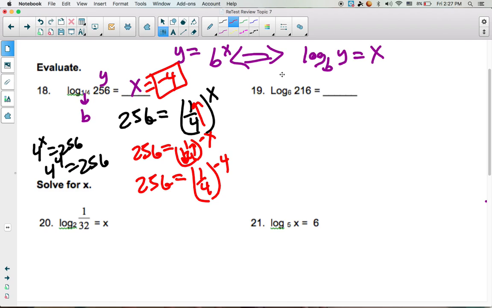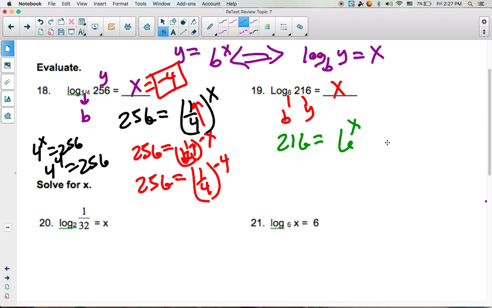Problem number 19, log base 6 of 216 equals x. All right, log base b of y equals x, so we know this is x. 6 would be the b, and 216 is the y. That's our log, and we're going to write it in exponential form. So y goes first, that'd be 216 equals our base, which is 6, raised to the x power. So we're going to say 6 to what power gives us 216.